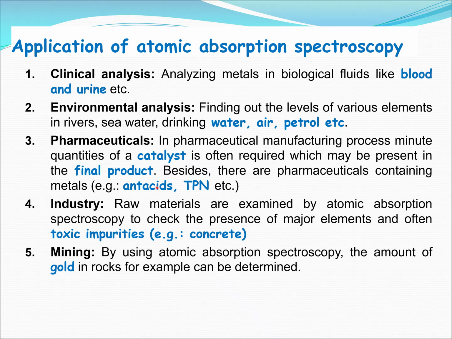Moreover, there are some metal drugs like ferrous sulfate, or the iron tablet or calcium tablet. These are also drugs containing metals. So in determining these drugs, atomic absorption spectroscopy is suitable, but they are not so suitable for UV or fluorometry. Then in industry, raw materials are examined by atomic absorption spectroscopy to check the presence of major elements and often toxic impurities. In mining, by using atomic absorption spectroscopy, the amount of gold in rocks, for example, can be determined.